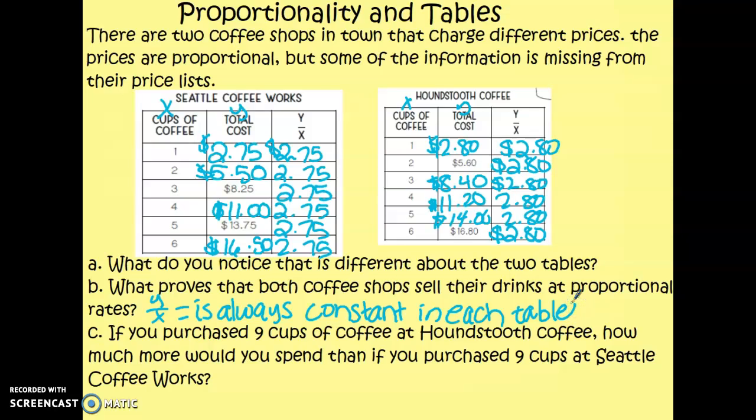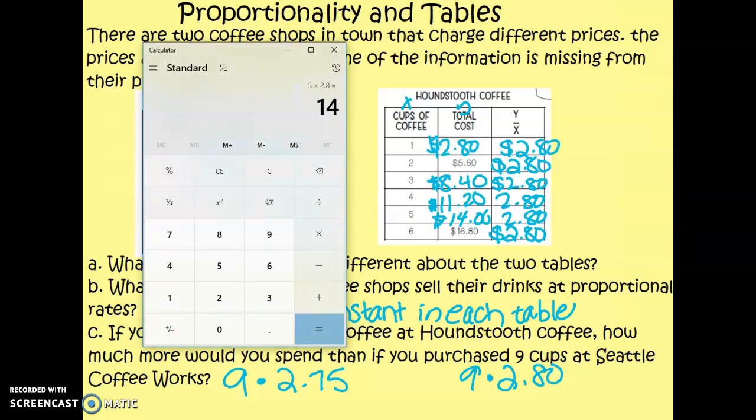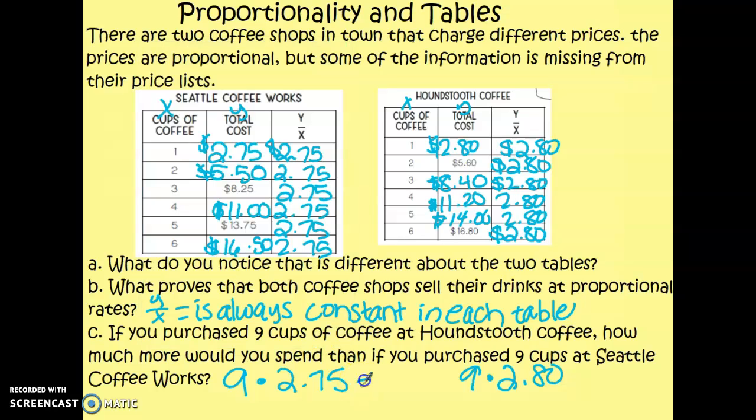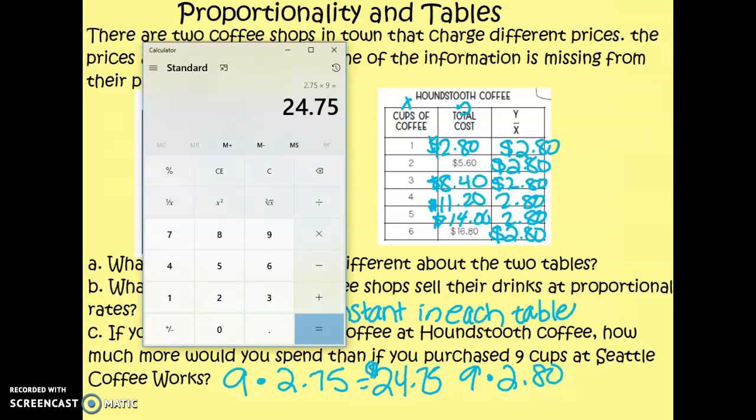Okay? If you purchased 9 cups of coffee at Houndstooth Coffee, how much more would you spend than if you purchased it at Seattle? So, Seattle, we know that 9 cups would be $2.75 per cup, and 9 cups at Houndstooth would be 9 times $2.80. Okay, so 2.75 times 9, $24.75. Okay, and then we've got 2.80 times 9, $25.20.